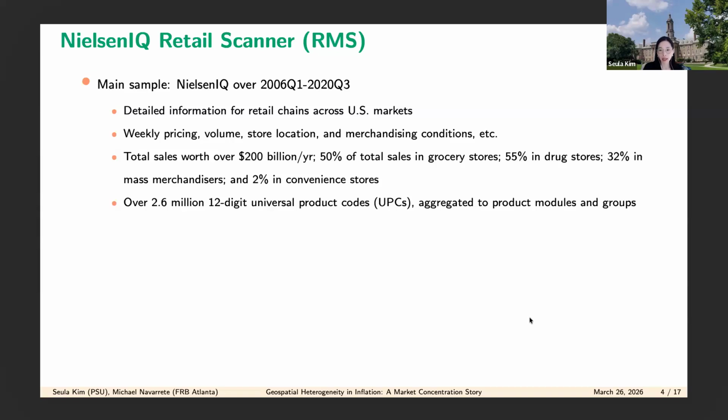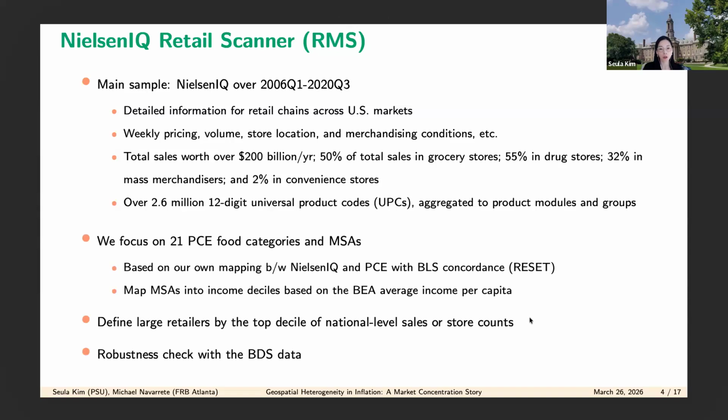Using this disaggregated level product code, we aggregate to product modules and groups. In the end, we are focusing on 21 PCE food categories to be consistent with the official statistics. Our main analysis is based on MSA level, and we map MSAs into income deciles based on the average income per capita provided by the BEA. When I talk about large retailers throughout our analysis, this will be based on the top decile of the national level sales or store counts. In some of our analysis, we also check robustness using the Census Bureau's BDS data, although my main focus today will be the results from Nielsen IQ.